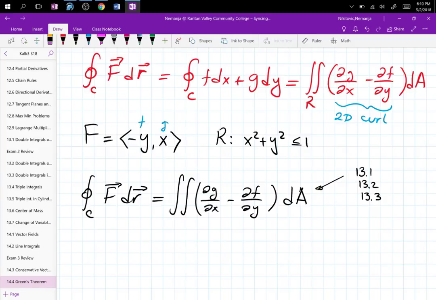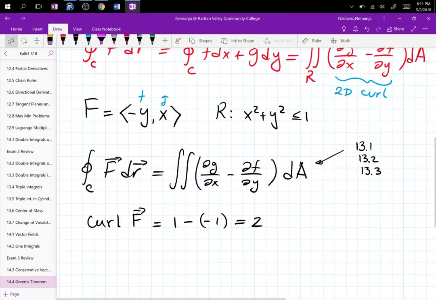So let's calculate the curl of vector field F, which is partial g partial x. So partial g partial x is 1, minus partial f partial y, which is -1, so we get 2. So we will be integrating 2.